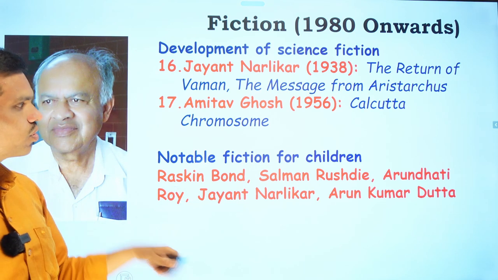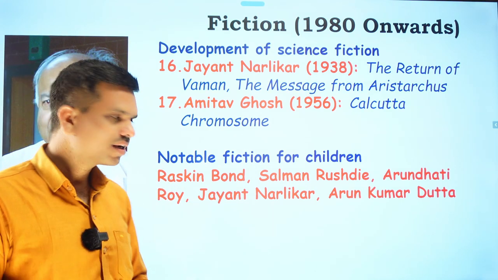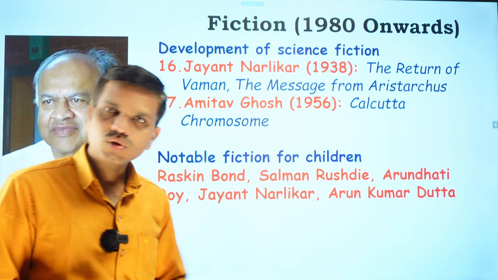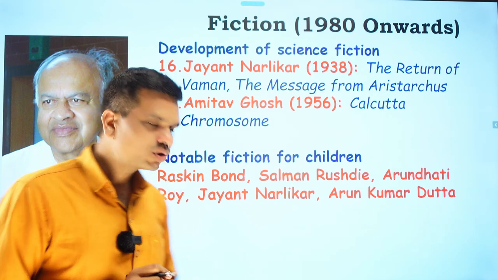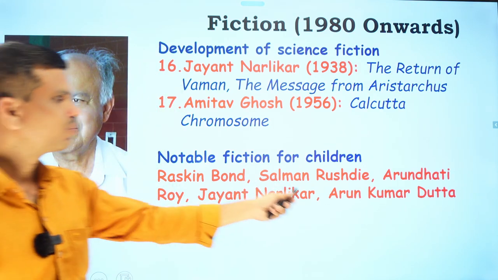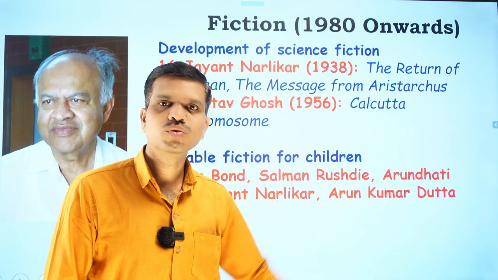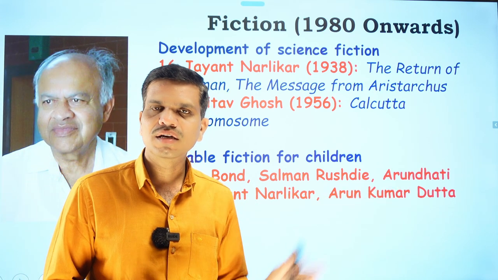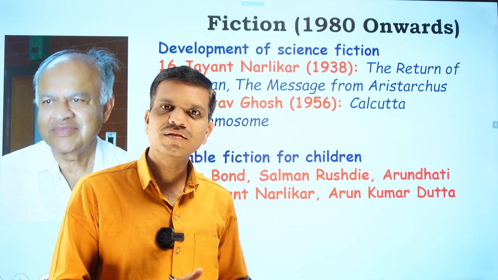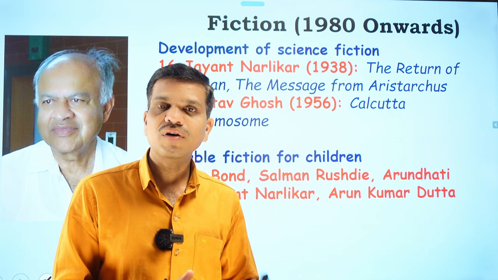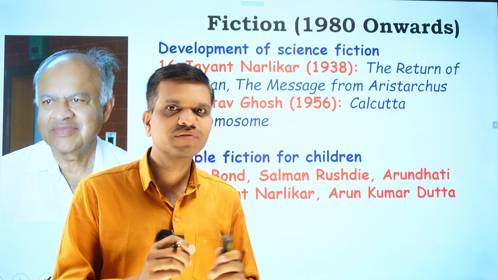Then we have some notable fiction from the same period and some notable writers of children's fiction. Here we have Ruskin Bond, Salman Rushdie, Arundhati Roy, Jayant Narlikar, Arun Kumar Dutt. They have composed for children. Now you can explore these writers as composers of children's fiction.